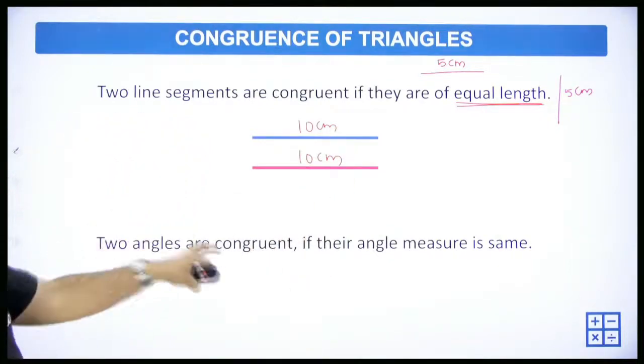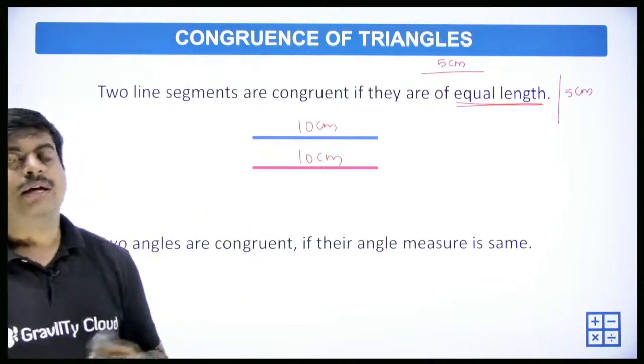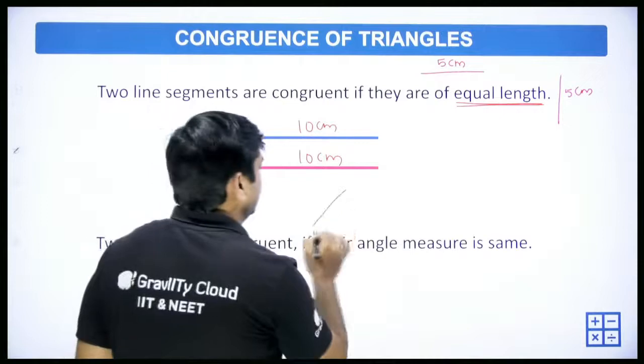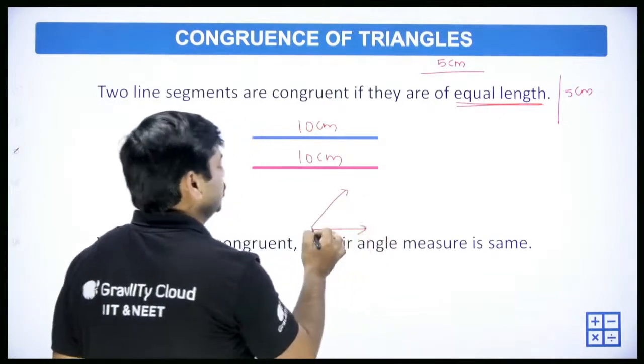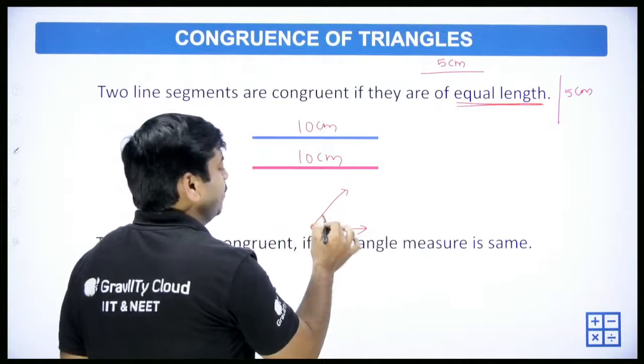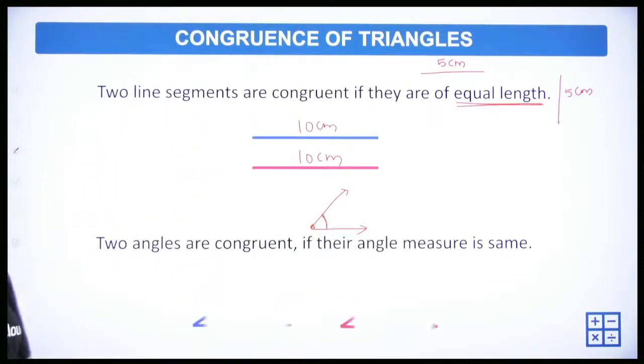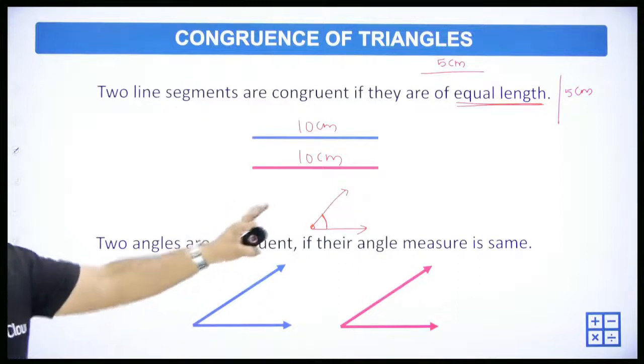Two angles are congruent if their angle measure is the same. You know what is an angle, right? That formed by two rays, two rays starting from one starting point, which we call vertex, right? So whatever we measure here is the angle.